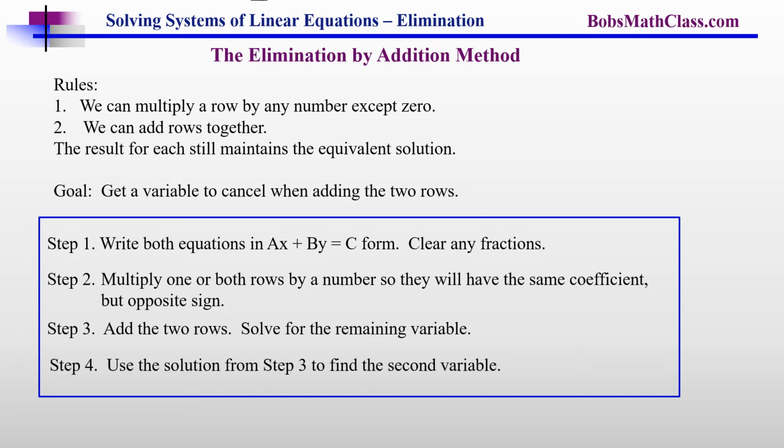Okay, step 3, add the 2 rows. When you add the 2 rows, one of the variables will cancel, and so we'll be able to solve for the remaining variable. So we'll either have x or y. Step 4, use that solution from step 3 to find the second variable. So whatever we got in step 3, if we got x, plug it into one of the other 2 rows and find y. If we got y, plug it in to find x.